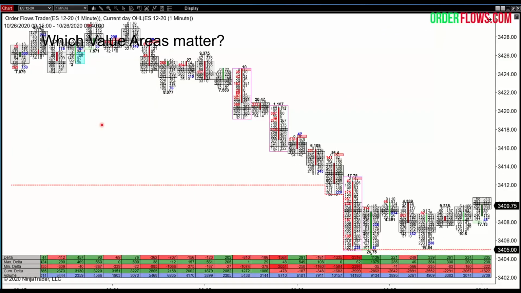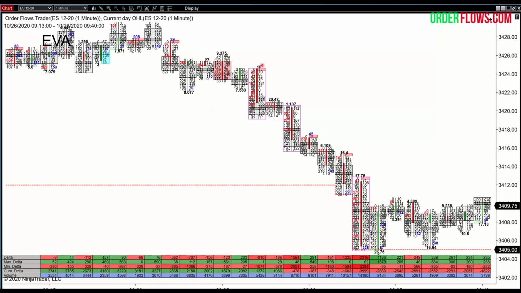Again, if you're looking at a normal bar chart or a footprint chart, trying to figure out which value areas are going to be important is kind of difficult. But boom, having it highlighted to you is just going to make your life a lot simpler, right? Imagine you're looking at a DOM. If you're a DOM trader, you're interested in order flow because you trade on a DOM.